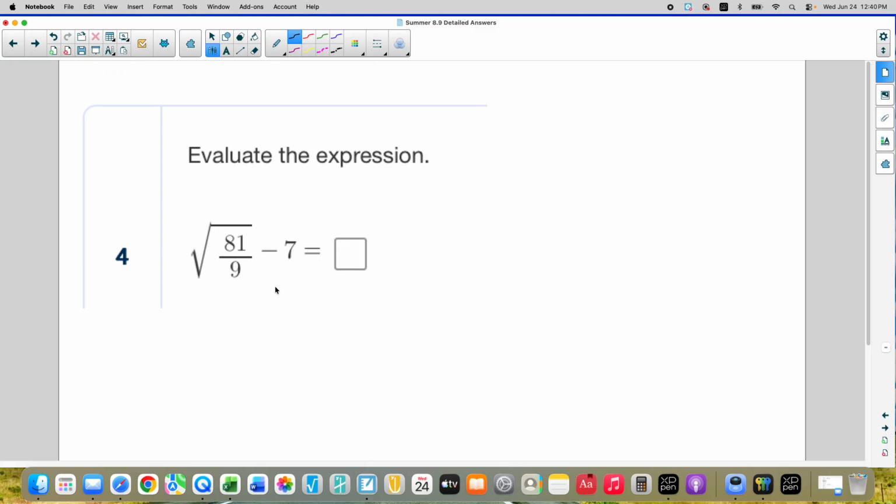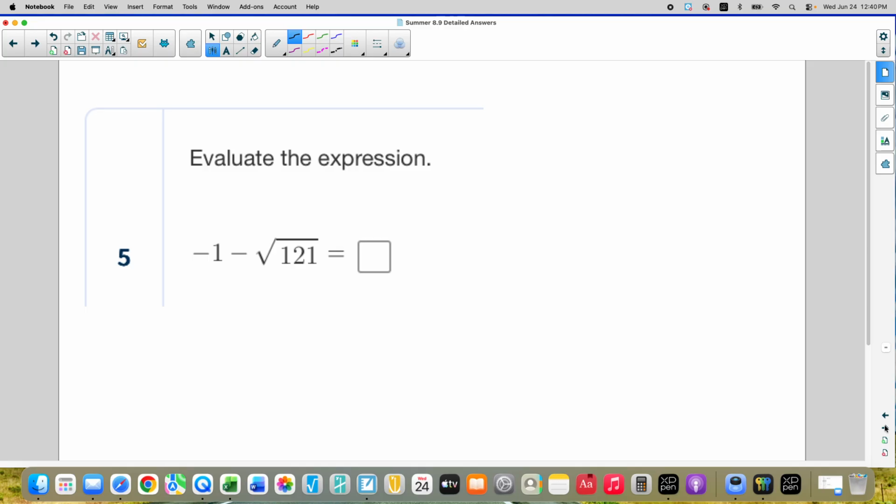All right, we're going to simplify this first. Instead of separating them, even though they're both perfect squares, we could separate it to rad 81 over rad 9. But let's simplify that. That just equals the square root of 9. Square root of 9 equals 3. 3 minus 7 is negative 4. That's the most efficient way to do it. That's how I would do it.